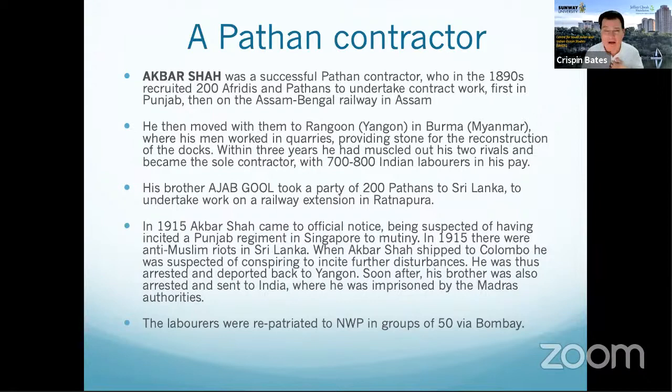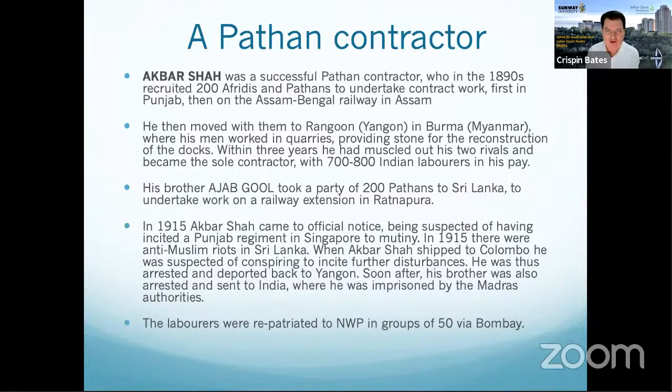And he described a Pathan contractor named Akbar Shah, who in the 1890s recruited 200 Afridis and Pathans to undertake contract work, first in Punjab, then on the Assam-Bengal Railway in Assam. He then moved with his workers to Rangoon in Burma, where his men worked in quarries providing stone for the reconstruction of the docks.